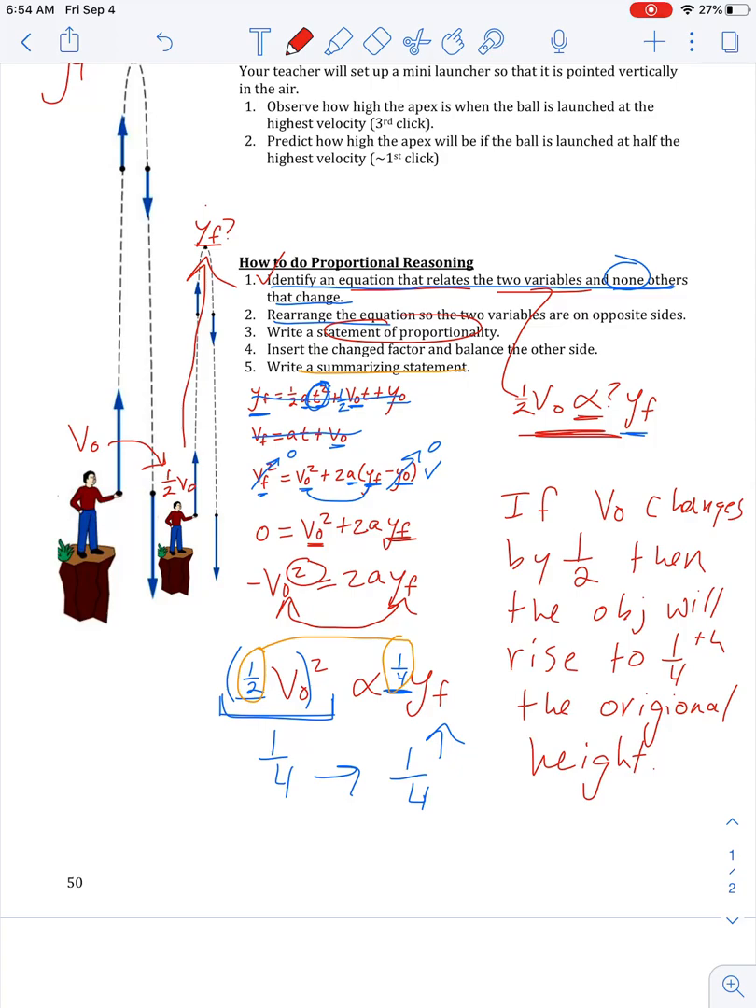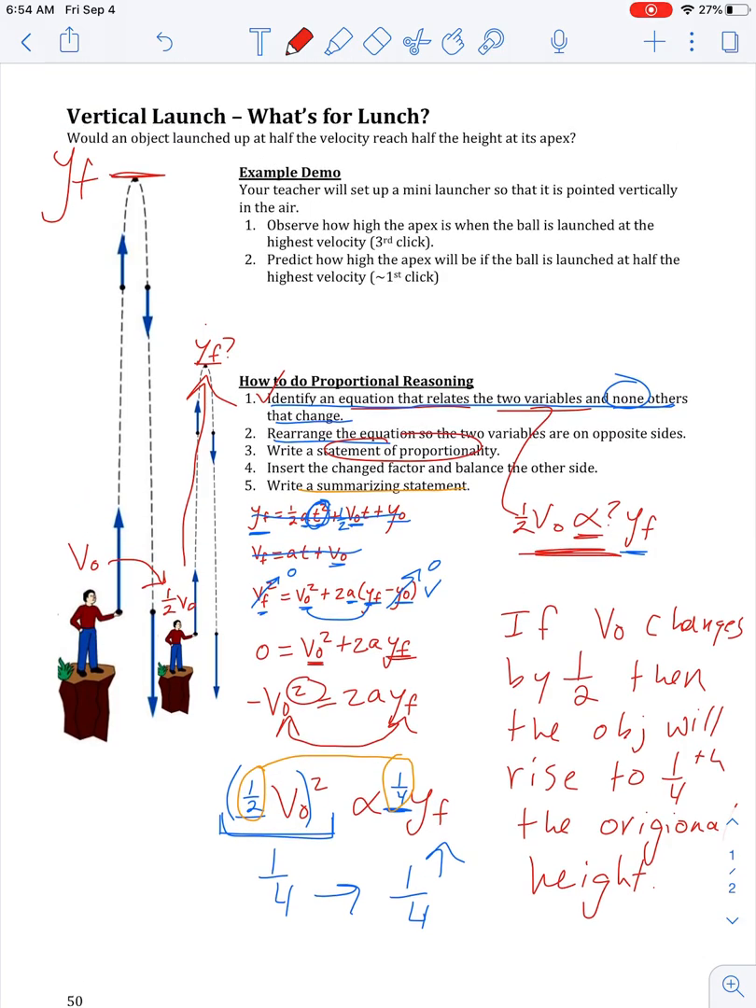That is proportional reasoning. We'll be doing a lot more of that over the next couple of days and the rest of this unit.